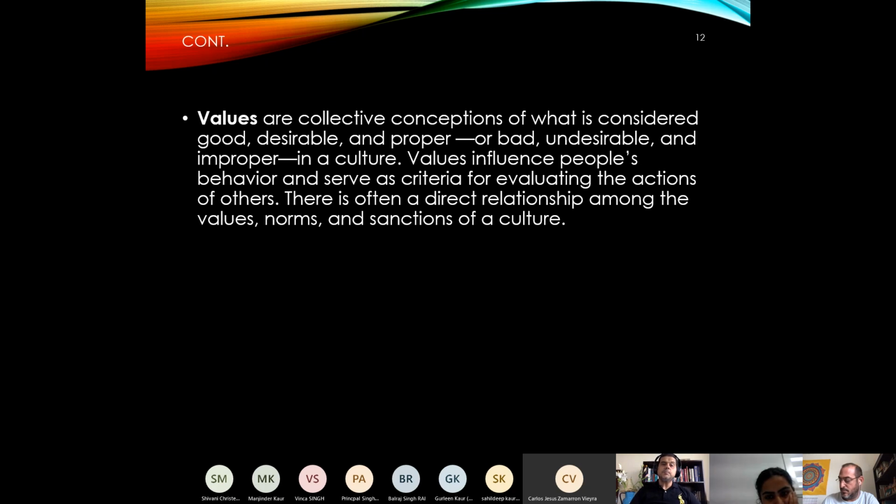So values influence people's behavior and serve as criteria for evaluating the actions of others, not only of others, but the actions of ourselves as well. So you are using the values in order to evaluate any behavior, any action, whether this action is done by somebody else or by you. Let's say that you are in an exam today, or you are at work today, or you are doing something related to the rights of other people, and you always ask yourself whether what I am doing right now is ethical or not ethical. Based on what? You will say whether it is ethical or not ethical based on values. Okay, you get my point?